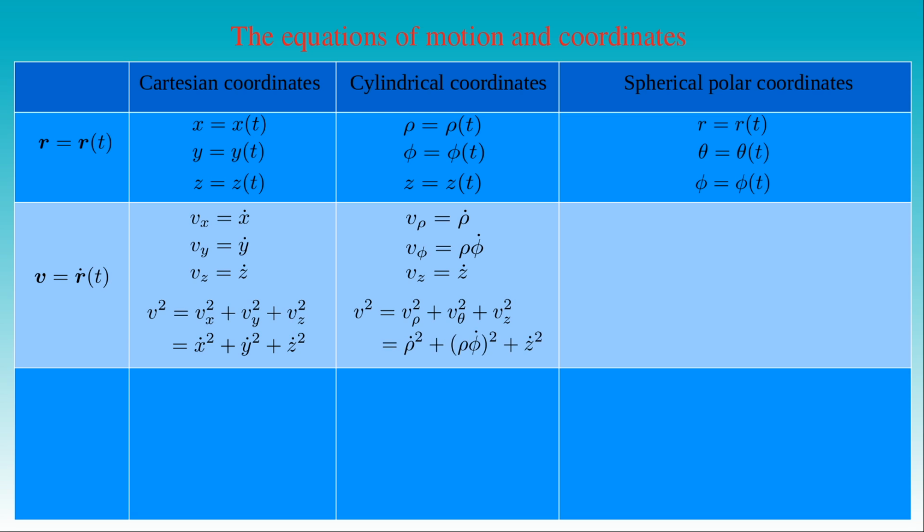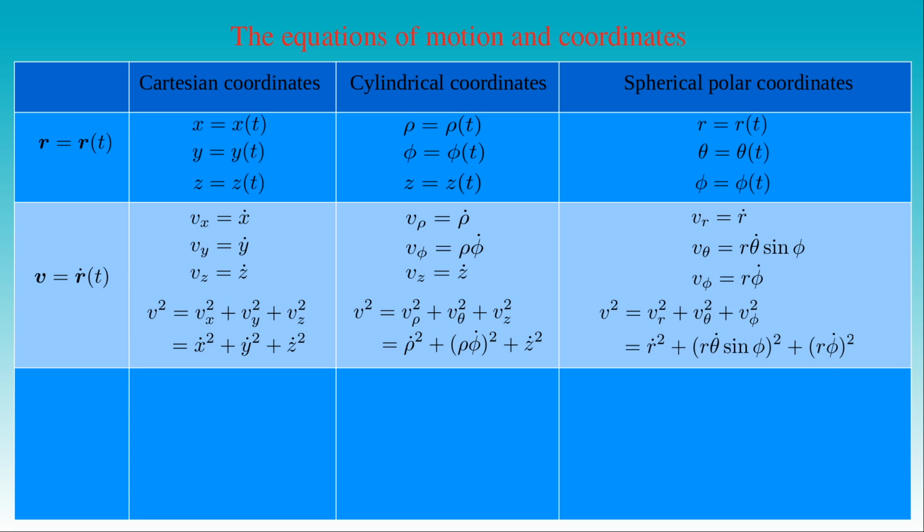In the next column, the components of the velocity in the spherical polar coordinate system are shown. Its r component is just the derivative of the coordinate function r. Its theta component is r times sine phi times the derivative of the vertical angle theta. And its phi component is r times the derivative of the azimuthal angle phi. Again, the square of the length of the velocity is the sum of the squares of these components, with squares and quadratic terms of the derivatives of the coordinates.